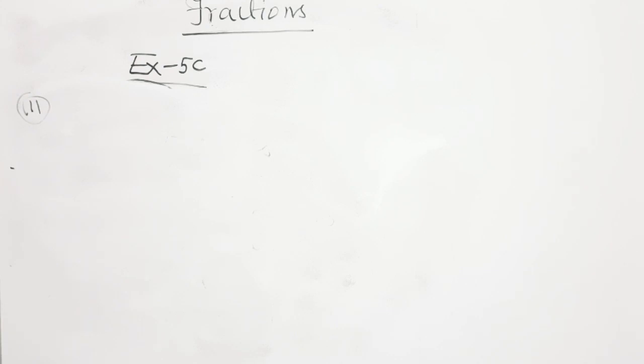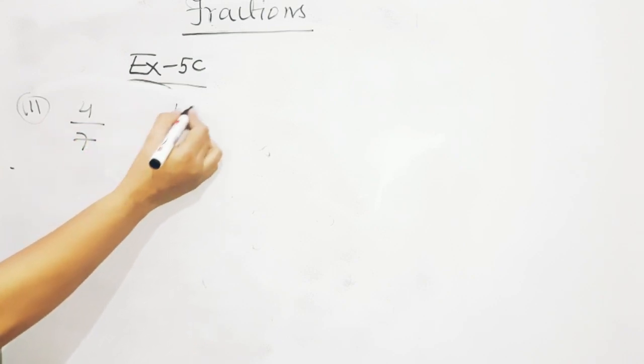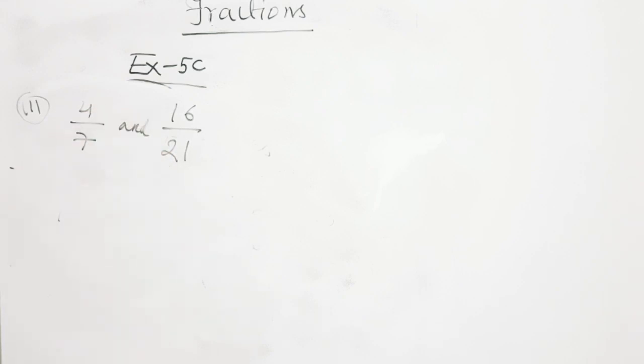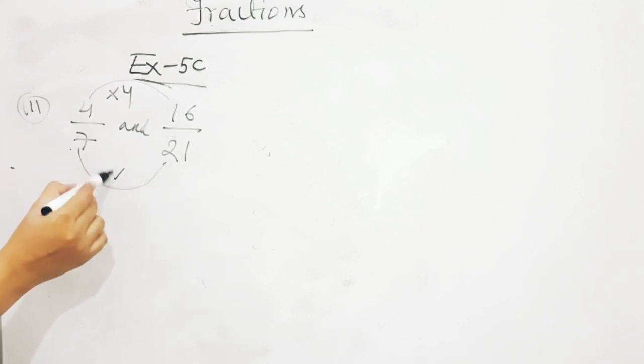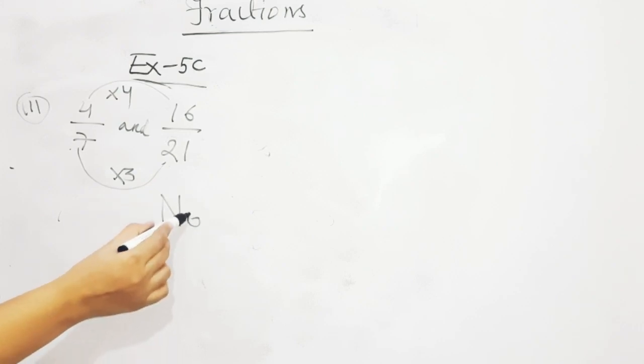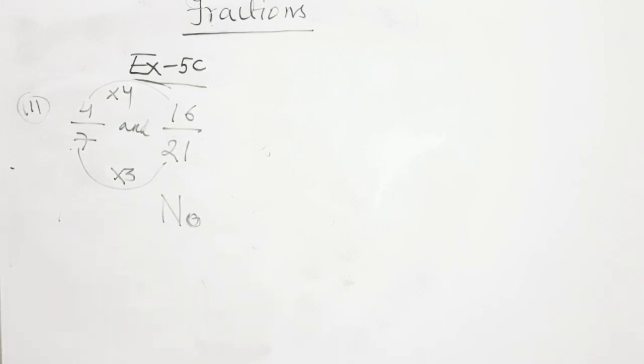Okay, so third option, 4/7 and 16/21. Now what we have to do? 4 के टेबल में 16 कब आता है? 4 4s are 16. अब 7 के टेबल में 21 कब आता है? 7 3s are 21. Which says that the denominator and the numerator both are multiplied by different numbers. दोनों को अलग नंबर से मल्टीप्लाई किया है. Which says that this pair is not a pair of equivalent fractions. No, they are not equivalent fractions.